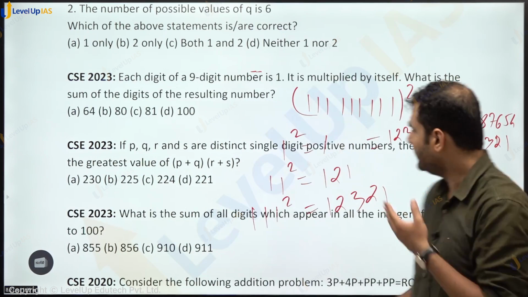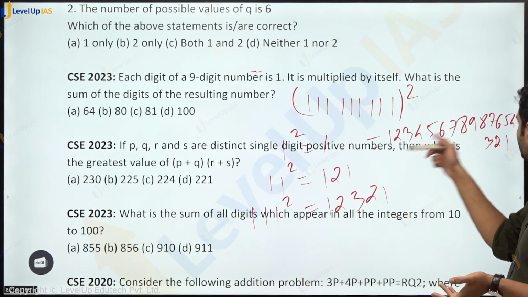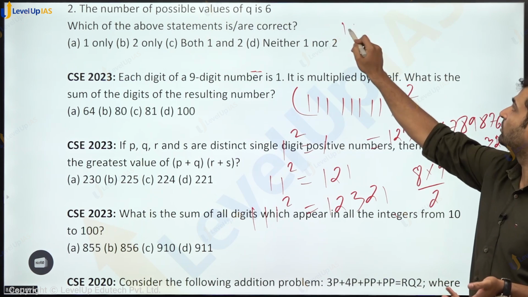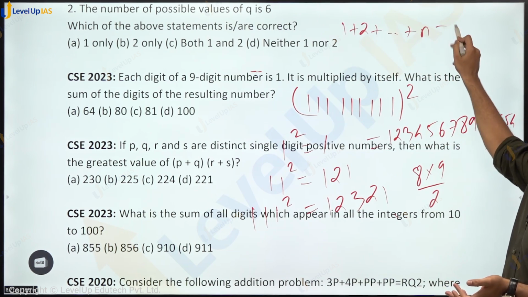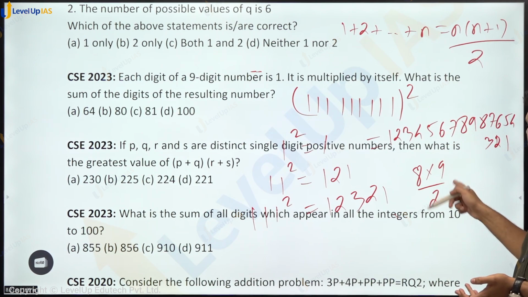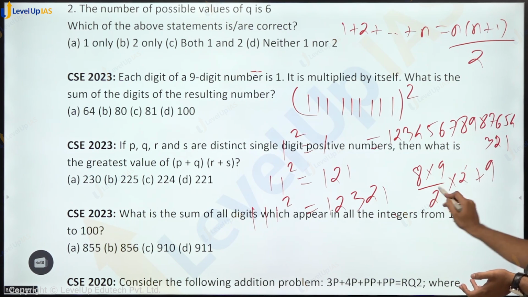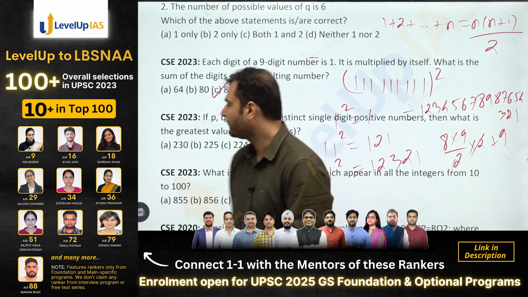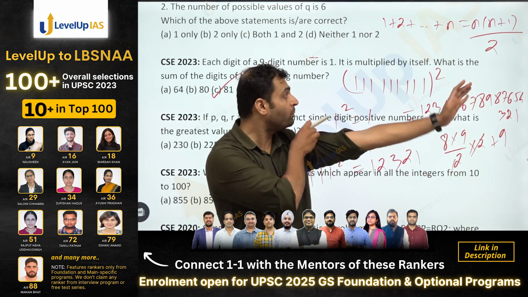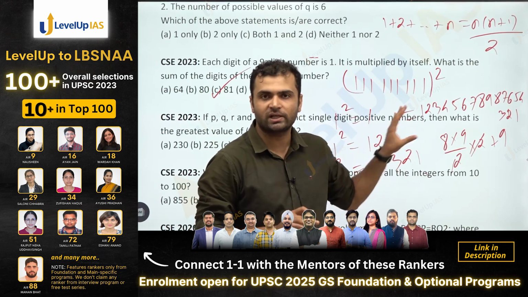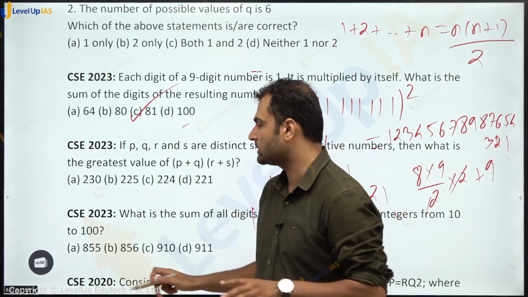You can manually add or use the formula. You are adding 1 to 8, so that will be 8 into 9 by 2. If you know this, 1 plus 2 plus up to n is equal to n into n plus 1 by 2. So I am adding up to 8, so 8 into 9 by 2, and I am doing that 2 times, 1 to 8 here also, and plus this 9. So you will get 9 into 8, 72, plus 9, you will get 81 as the answer. Fine. If you do not remember this, then you add manually, then also you will get the answer. And this is absolutely doable in 1.5 to 2 minutes maximum, and get those 2.5 marks.